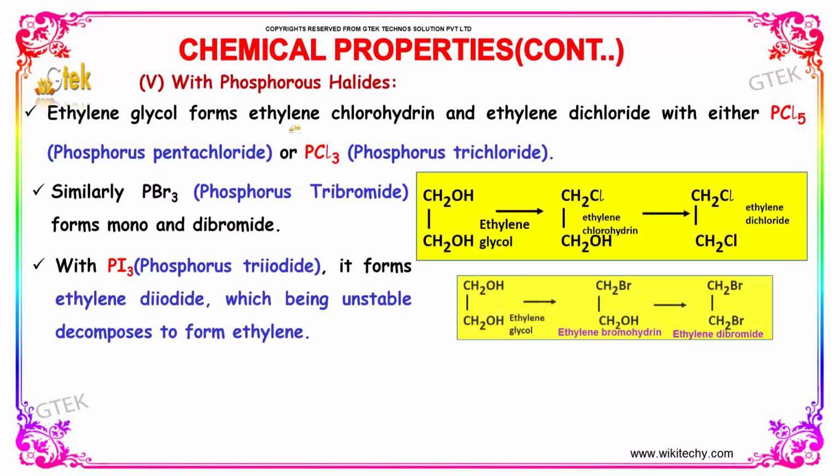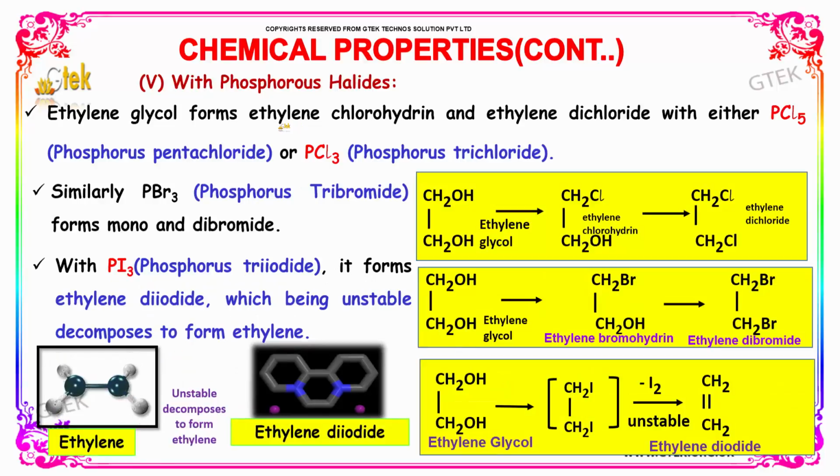Further on, let us study the reactions with phosphorus halides. Ethylene glycol forms ethylene chlorohydrin and ethylene dichloride with PCl5. Similarly, PBr3, also known as phosphorus tribromide, forms mono and dibromide. With PI3, it forms ethylene diiodide, which, being unstable, decomposes to form ethylene.